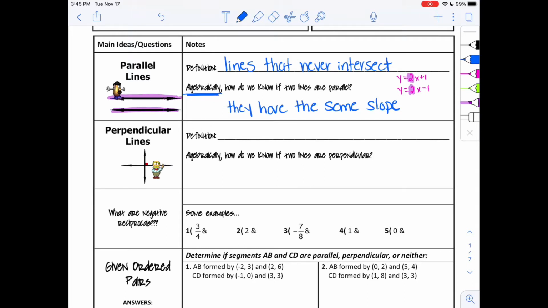When you have perpendicular lines, remember, these are lines that intersect at a 90-degree angle. Algebraically, so again, looking at their equations, the slope for these lines, they have negative or opposite reciprocal slopes.